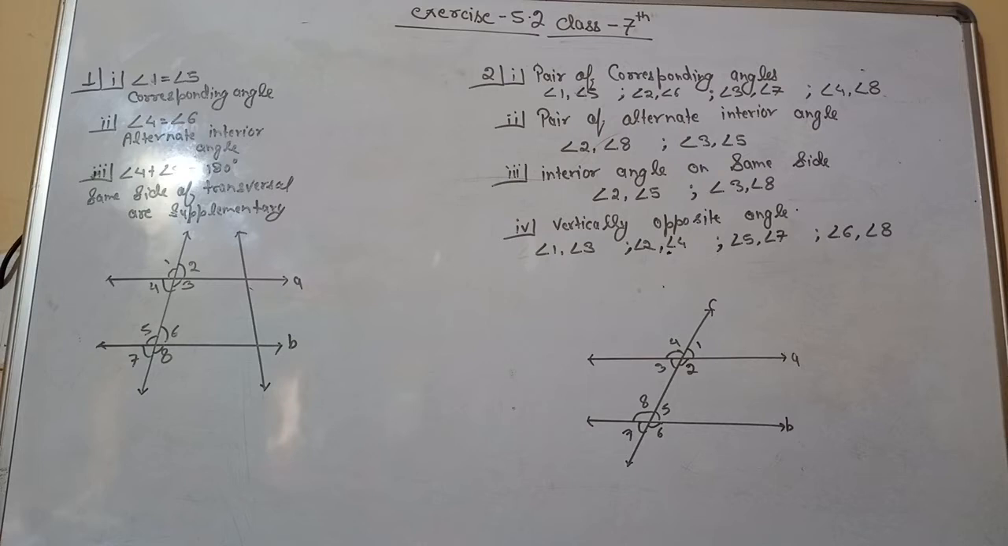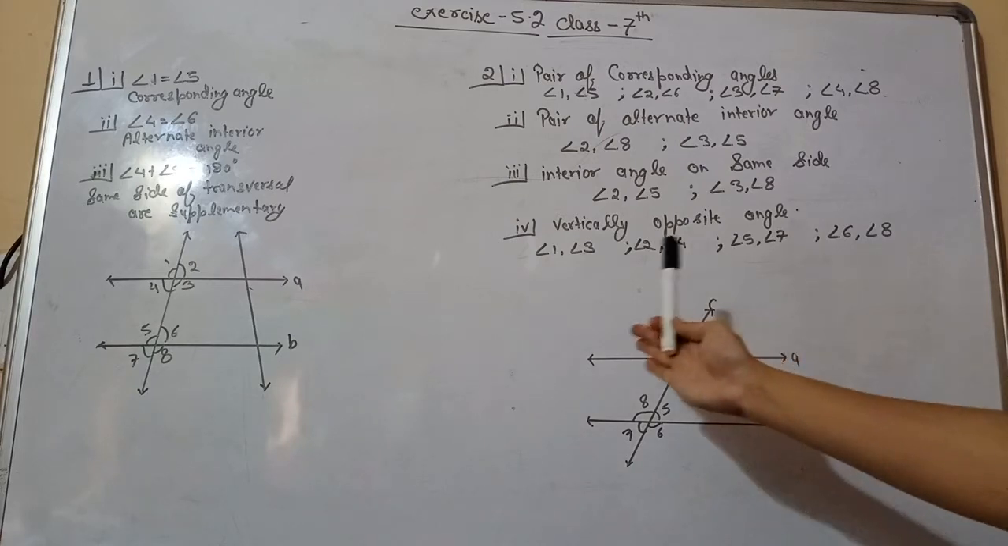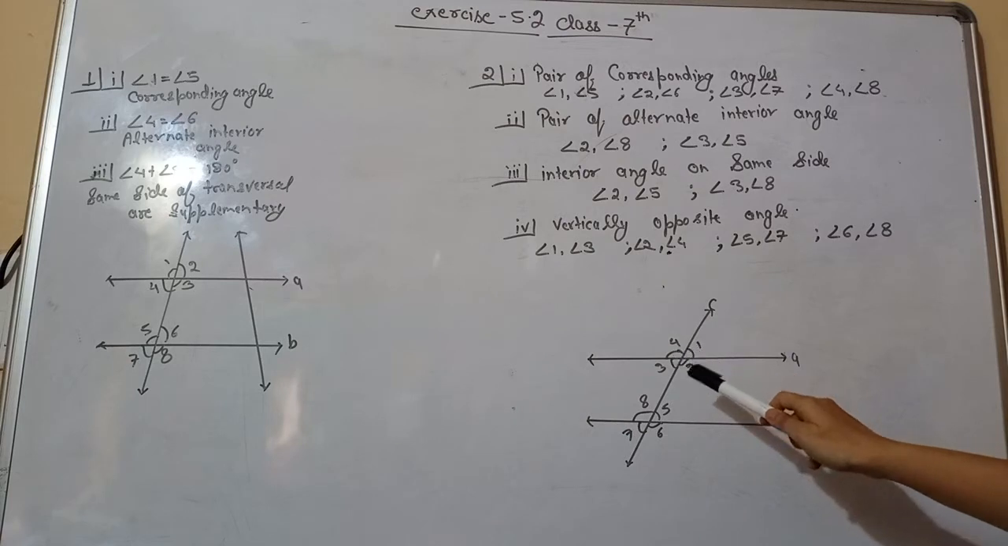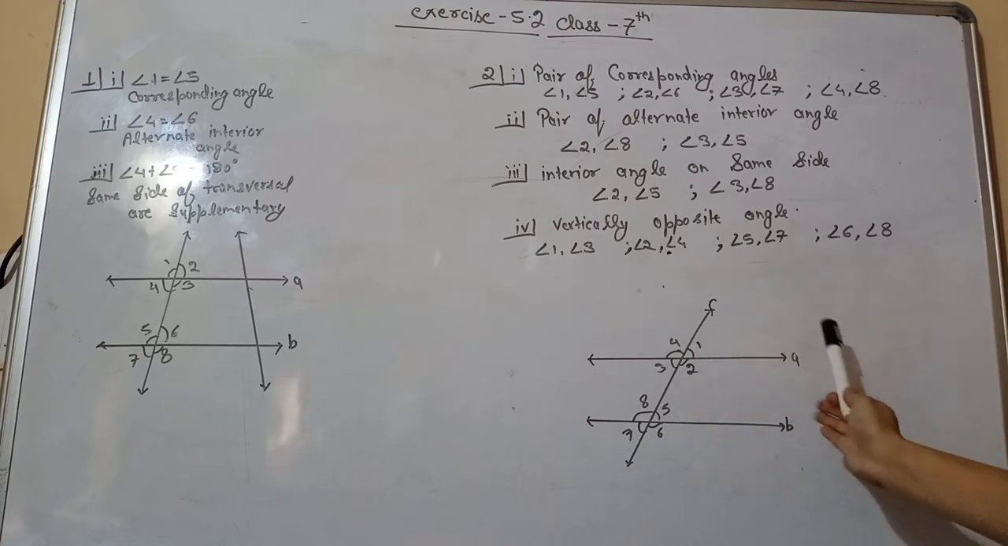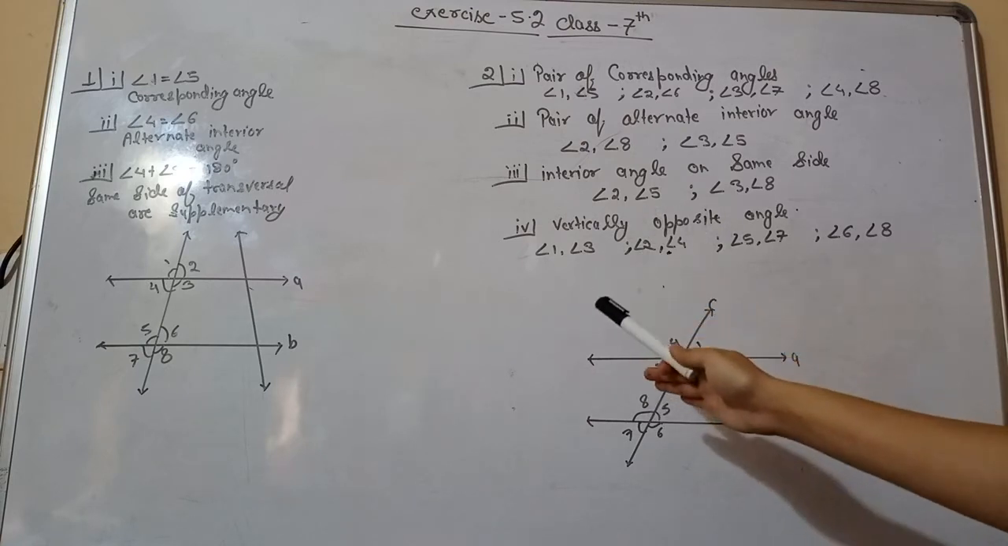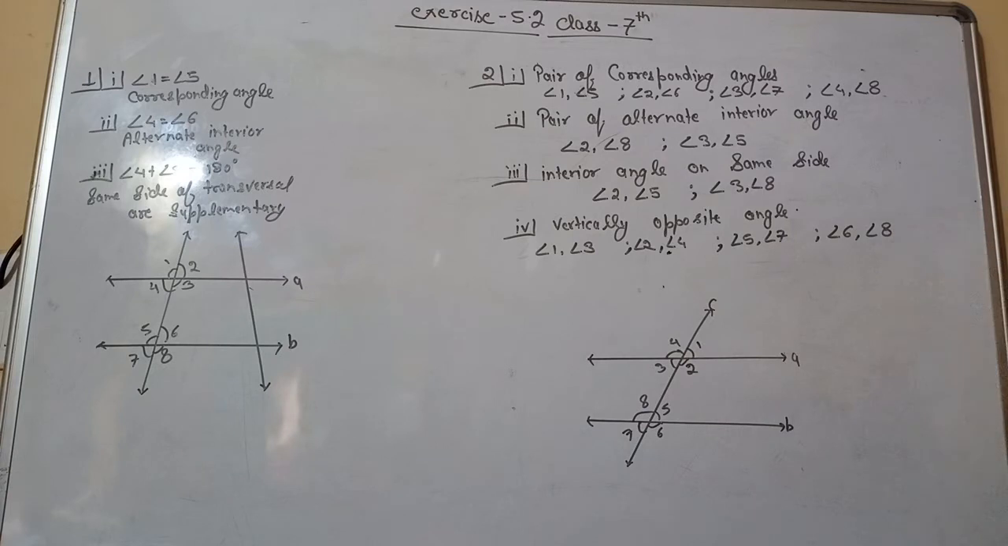Third is the pair of interior angles on the same side of transversal. So this is the same side of transversal. So which are the pairs? See here. First pair is 2 and 5. Second pair is 3 and 8. 2 and 5 are on the right side of transversal. 3 and 8 are on the left side of the transversal and both are interior.